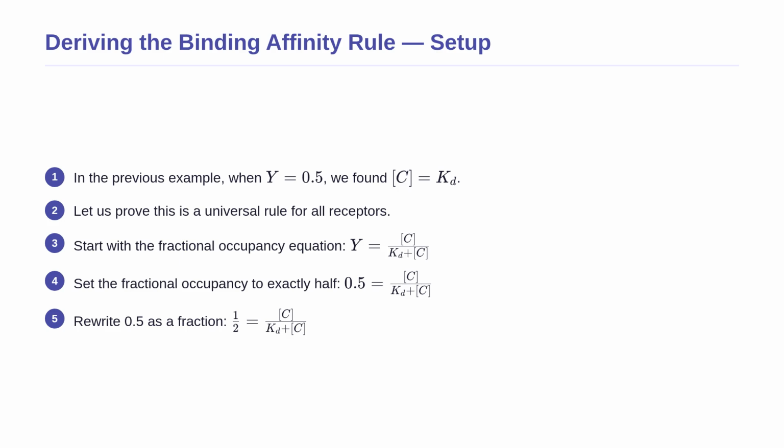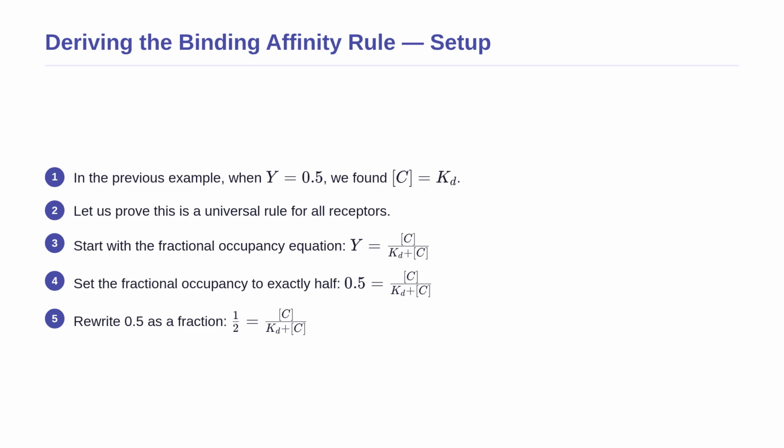Notice something interesting from that last example. When the required occupancy was exactly 50%, the required concentration perfectly matched the dissociation constant. Let us prove that this is not a coincidence, but a fundamental rule of receptor biology. We're setting out to prove the exact physical meaning of the dissociation constant.